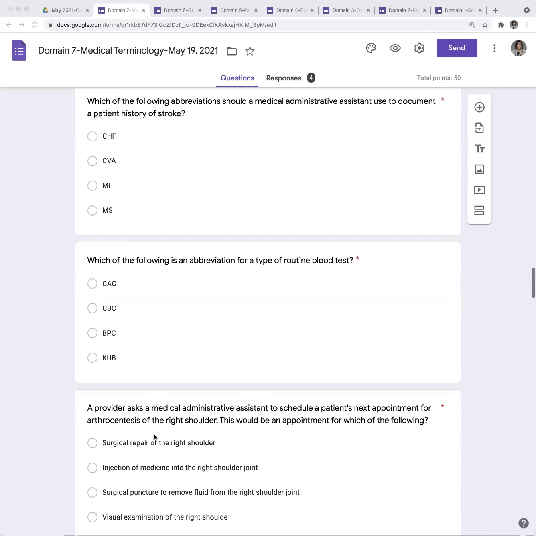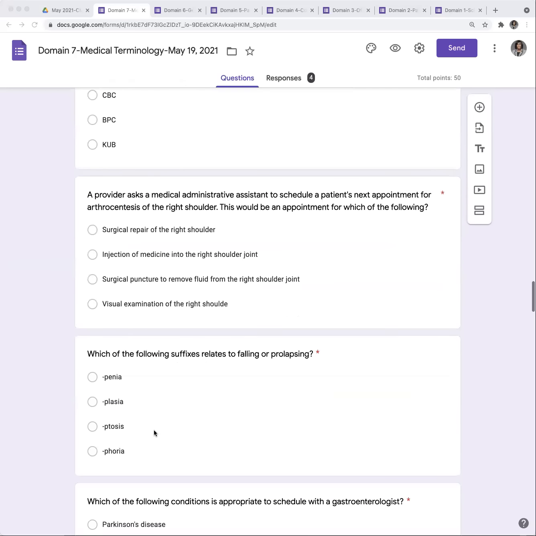Which of the following is abbreviation for a type of routine blood test? CBC. Provider asks the MAA to schedule a patient next appointment for arthrocentesis of the shoulder. It would be the surgical puncture to remove fluid from the right shoulder joint. Yes, centesis is a surgical puncture.